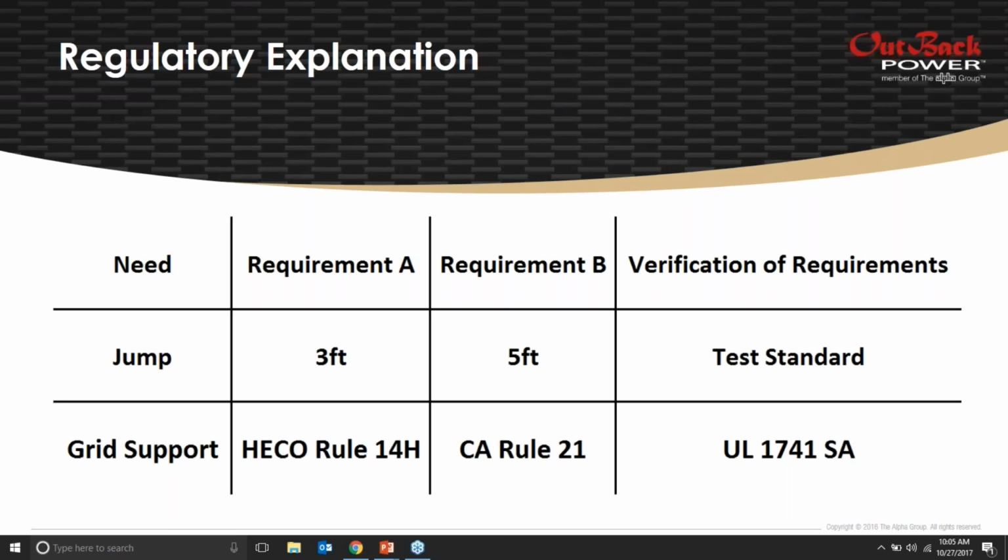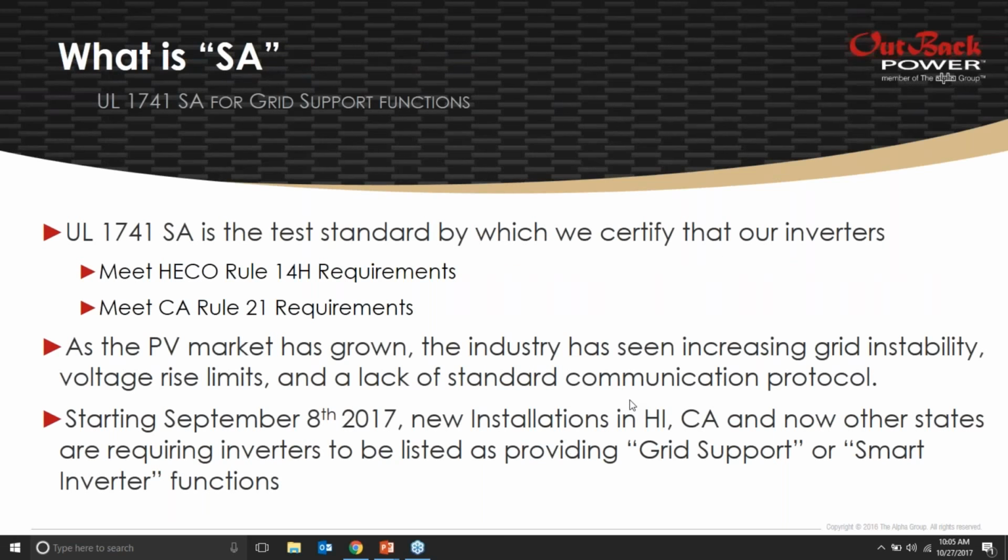They both point to UL 1741 SA, which is the test standard to verify that the inverters can perform to their requirements. So they both have different needs. They both want grid support, but the specific settings will be different for both of these. But they both point to this test standard, and that's what ends up being marked on the inverter, saying that the National Laboratory has tested it to UL 1741 SA per these requirements. All right, so that's the end of our analogy.